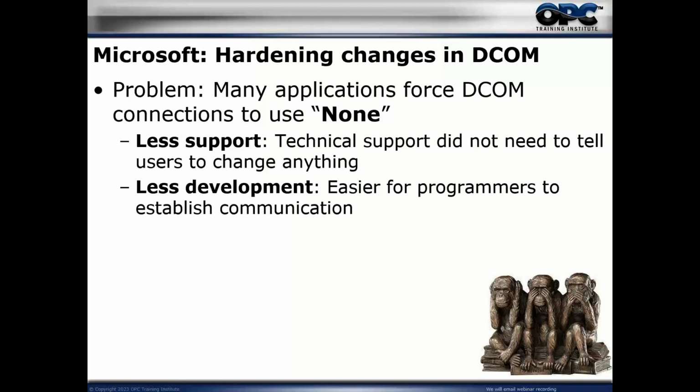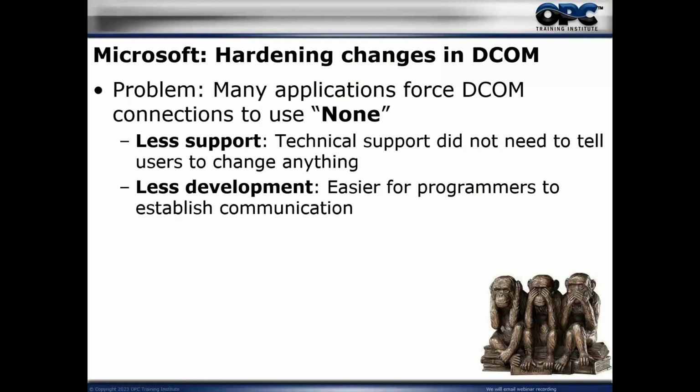Why did they do this? They did this because it enabled them to provide less technical support. They didn't have to tell their technical support, didn't have to tell users to change anything. They just added anonymous, and suddenly everything was fine. Also for development, there was less development to do.